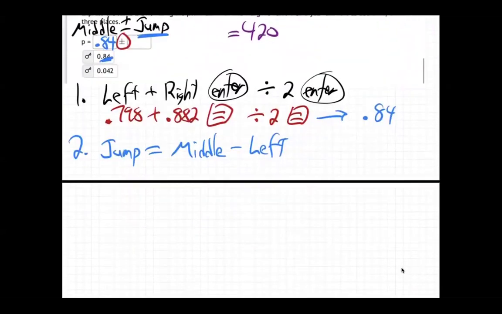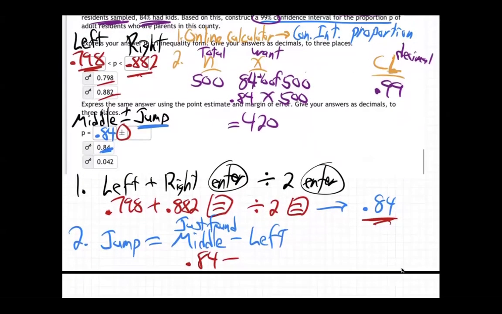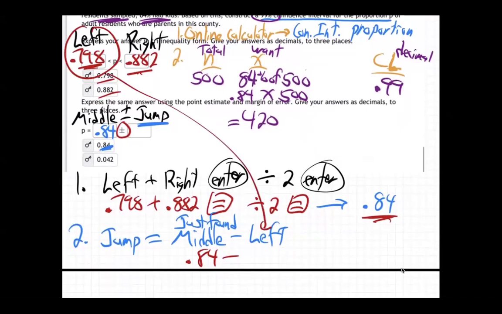So this middle number, this is the one we just found. We just found the middle number. So that's the 0.84 number we just found, minus the left number. What left number? Up here, the left number, 0.798. So if you do that, you're going to get 0.042, which is that number right there, the jump number.